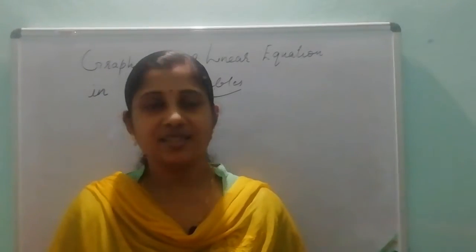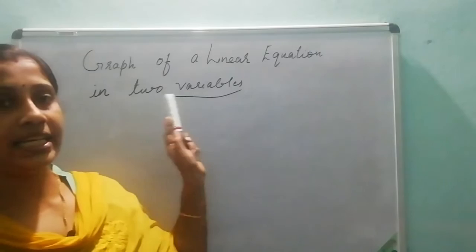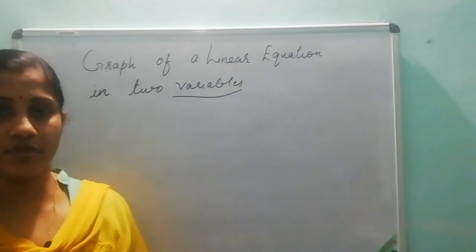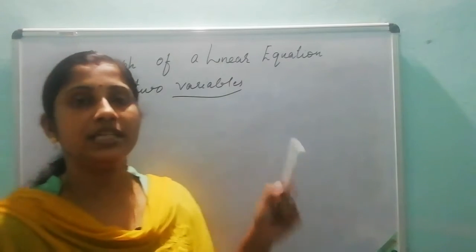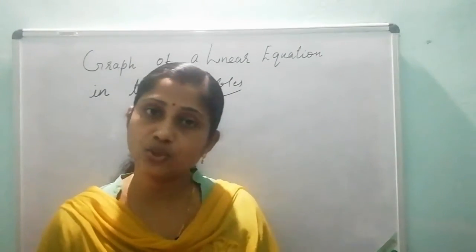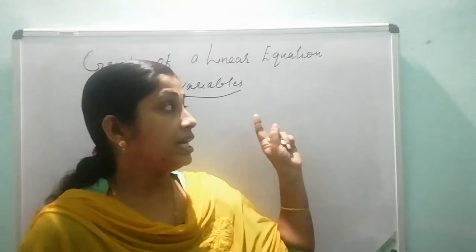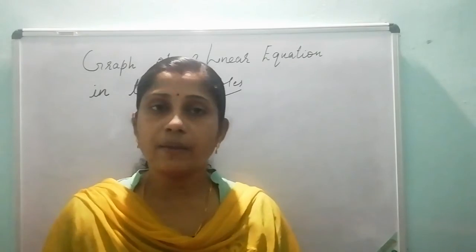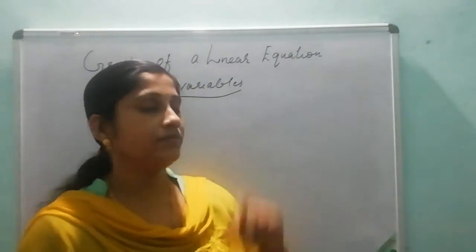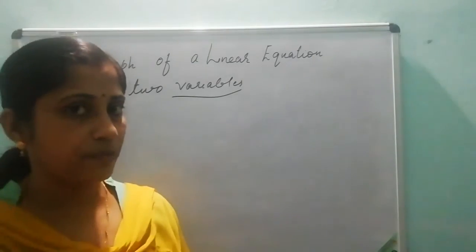Dear students, today we are going to start our new topic, that is graph of a linear equation in two variables. We can find out how to draw the graph of a linear equation in two variables. Already we know how to draw a graph of a linear equation in one variable. We know that it is on a number line. Here we have to draw a graph of the linear equation in two variables. Let us check how we can find it. Let us do it with the help of an example.